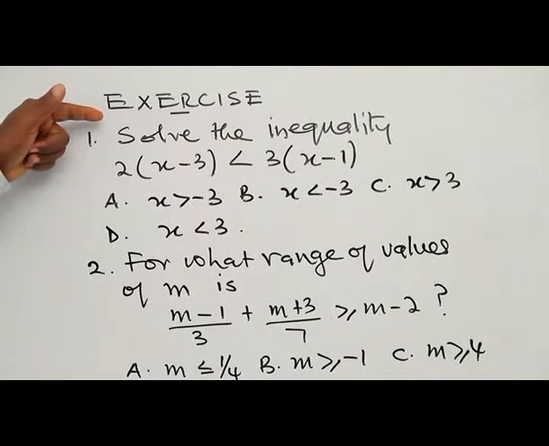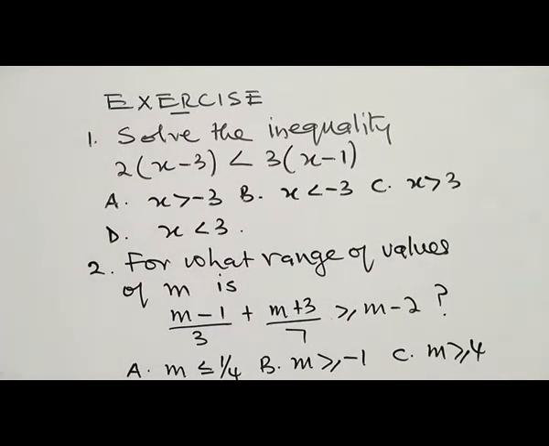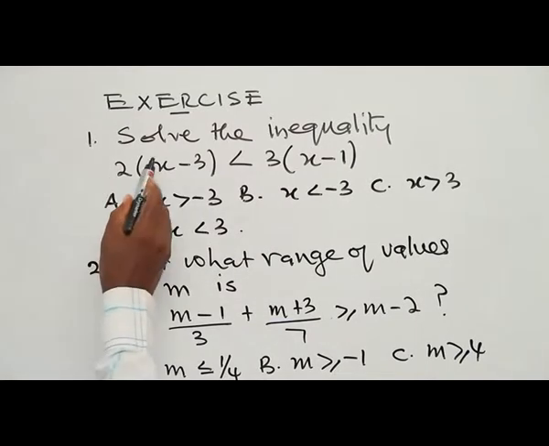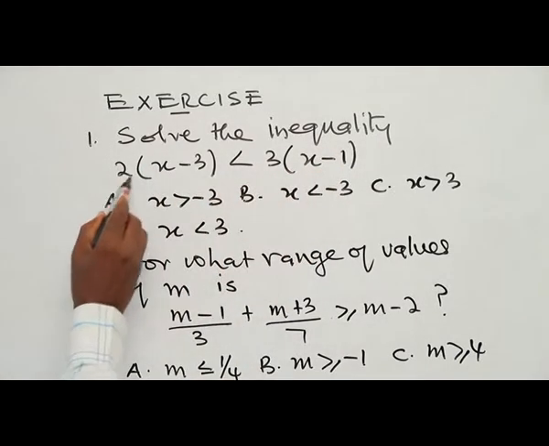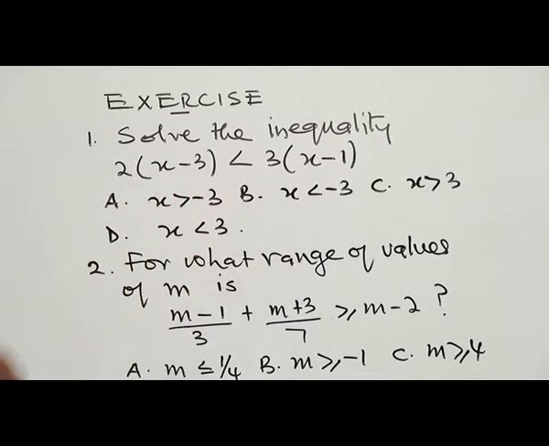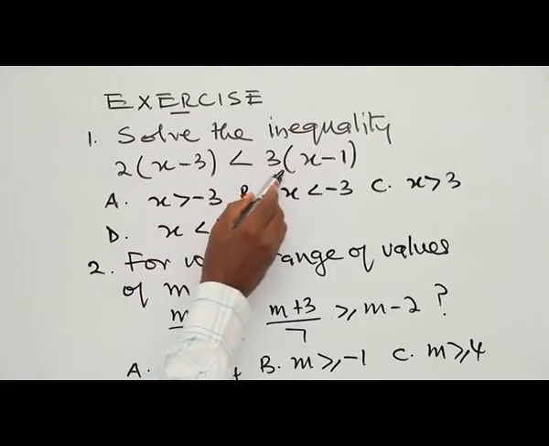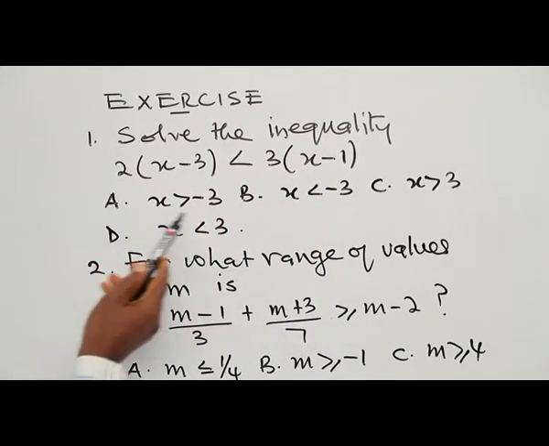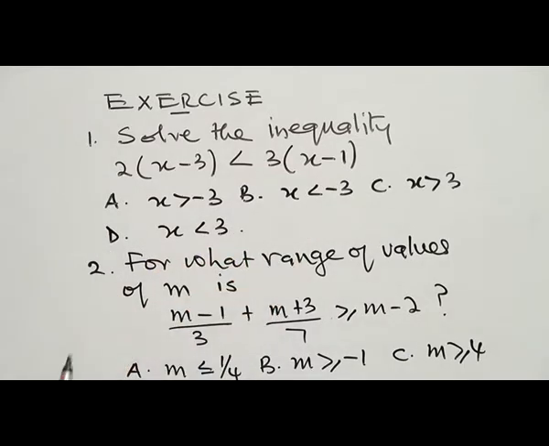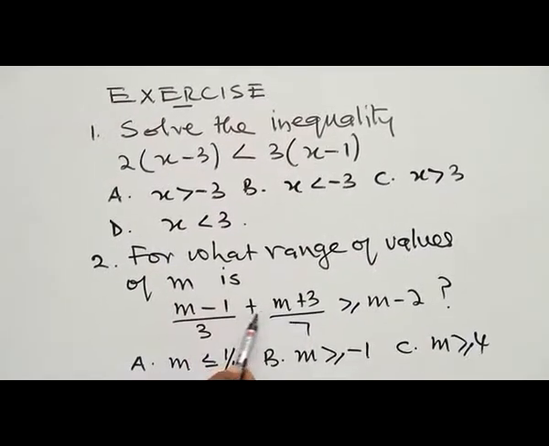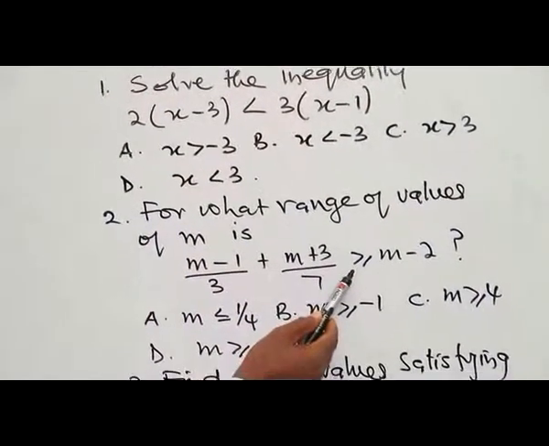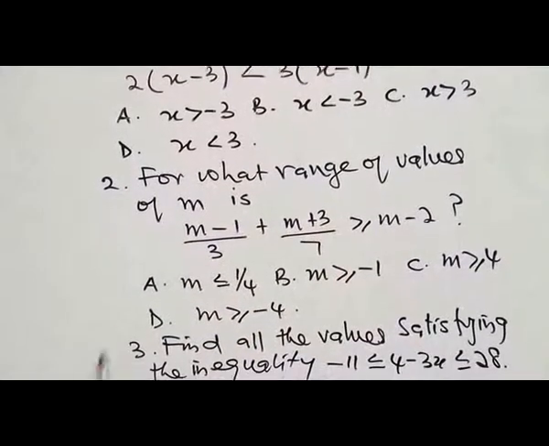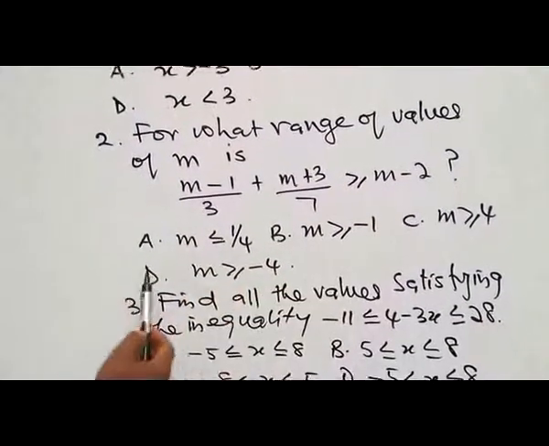These are the exercises for the inequality we have just treated. Number 1, solve the inequality 2 into s minus 3, close the bracket, less than 3 into s minus 1. We have the options A, B, C, and D. Number 2, for what range of values of n is n minus 1 over 3 plus n plus 3 all over 7 greater than or equal to n minus 2? You have options A, B, C, and D.